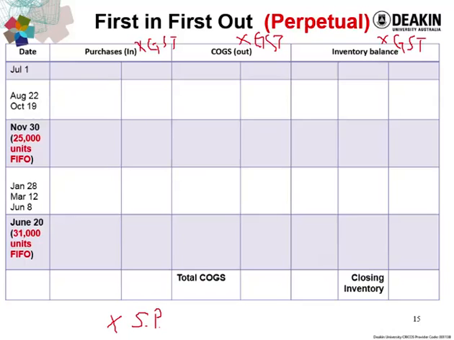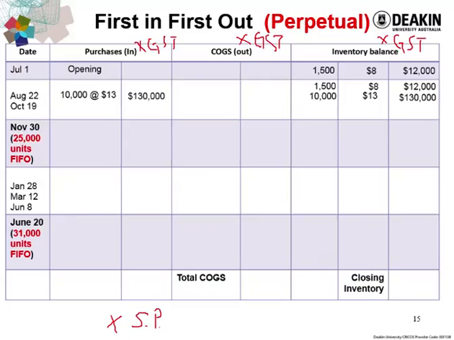So at 1st July, we begin with 1,500 units at $8 each. So the total opening inventory balance is $12,000. Then on 22 August, we purchased 10,000 units at $13 each. And on 19 October, we purchased 19,000 units at $10 each. So this will give us 3 lines for the running balance.